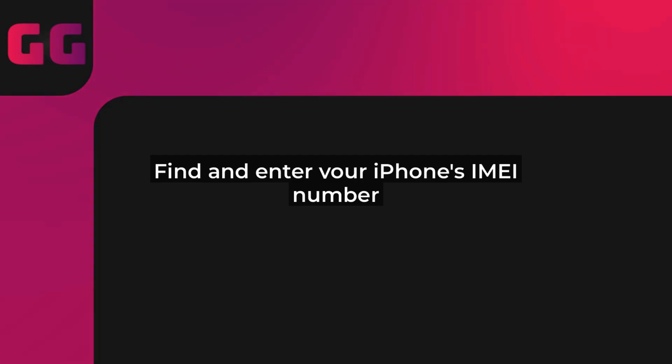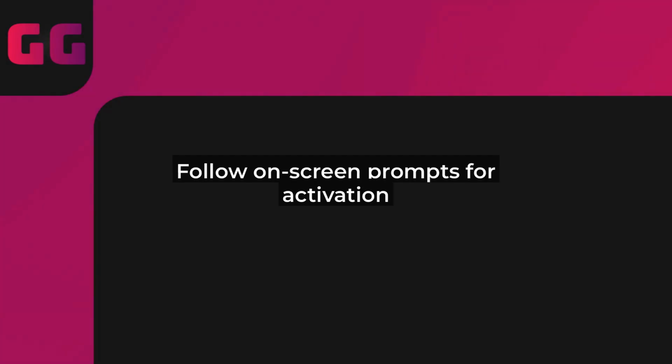Here's the key step. You'll need to enter your iPhone's IMEI number. To find it, go to Settings, General, About on your iPhone and look for the IMEI. Type this into the app, and follow the on-screen prompts to select your plan and confirm your activation. This usually takes just a minute or two.